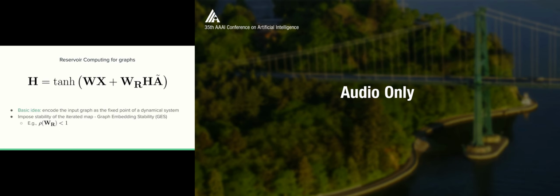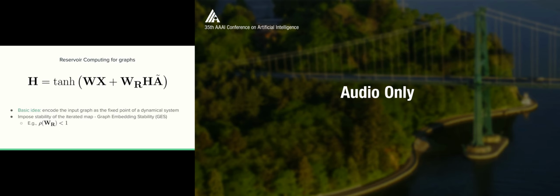In particular, we use the basic idea of treating this equation as the equation that drives a dynamical system. So in practice, we can encode the input graph as the fixed point of this dynamical system. To have a fixed point, for example, we can impose a stability constraint on the iterated map of the dynamical system, just like in the case of conventional reservoir neural networks that we have seen before. We call this the graph embedding stability property, GES property, which generalizes the echo state property described previously in the tutorial.